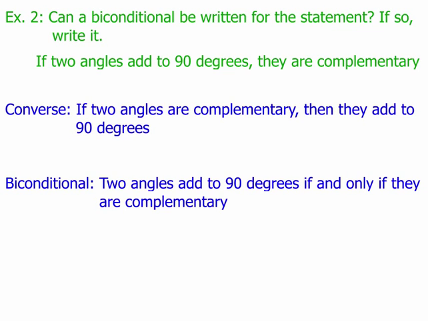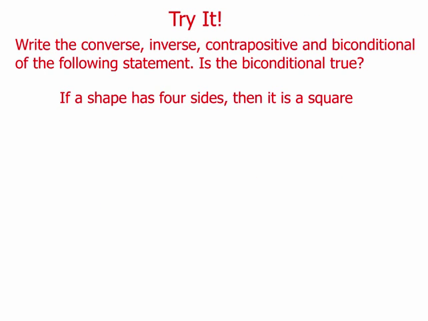All right, so now we've talked about our 5 different types of conditional statements. The conditional, the converse, the inverse, the contrapositive, and the biconditional statements. So, your try-it problem for tonight is to write the converse, inverse, contrapositive, and biconditional of this statement, and tell me, is the biconditional true? And the statement for you to do this for is, if a shape has 4 sides, then it is a square.